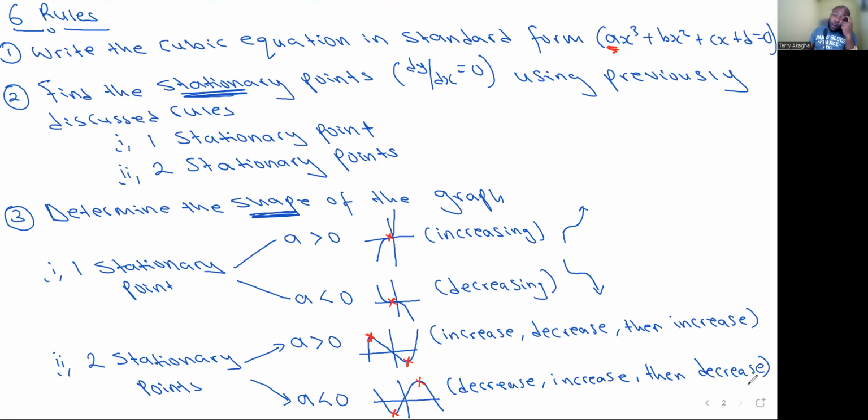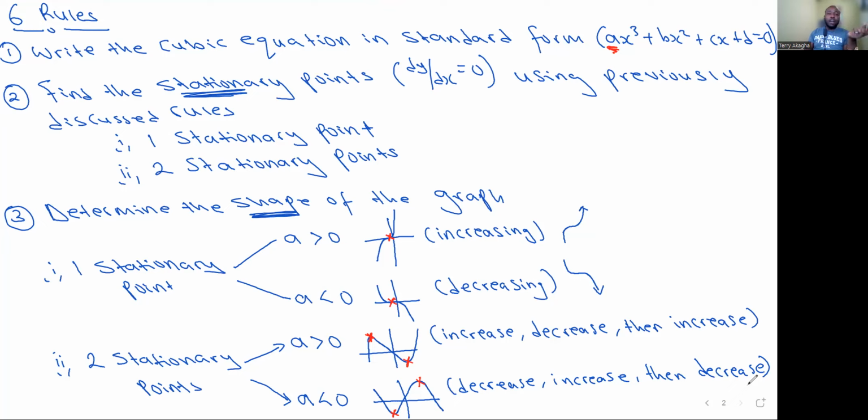Okay? So that is why it's very important that you calculate the stationary coordinates or the points correctly, because the stationary point is going to determine other things as well. So if you have one stationary point, you need to go and check: is the A greater than 0? If the A is greater than 0, that means the graph is going to be an increasing function. If it's less than 0, it's going to be a decreasing function.